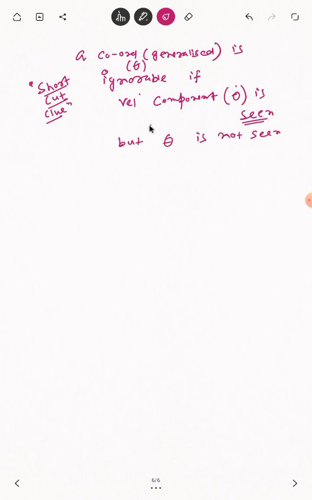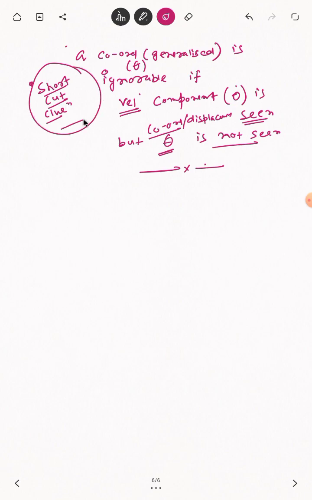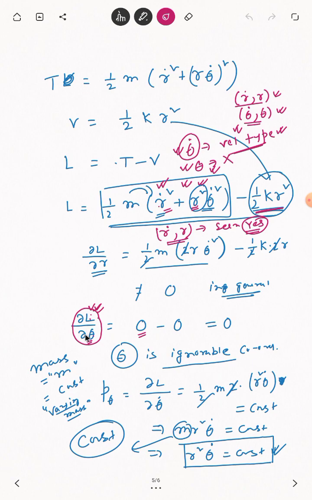What is theta? A simple coordinate. The velocity component is seen. This coordinate is in general a displacement, here an angular displacement. So theta is not seen. Then that coordinate will be ignorable. Remember this important shortcut clue that will help tremendously in the exam hall, because without differentiating L, you can easily arrive at the result.